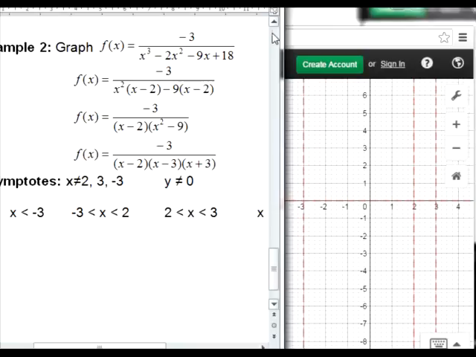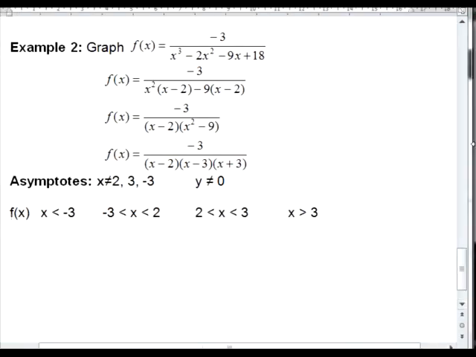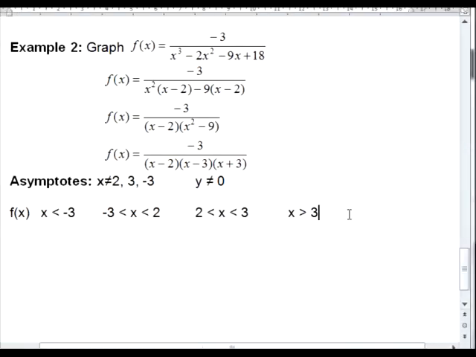All right, let's go back to my full screen here, and hopefully we can finish this up. Okay, so under the f(x) column, Cassie, can you tell me what I'm going to write? Okay, good. You're going to write everything here in factored form. So negative 3 goes there. x minus 2 goes there. x minus 3 goes there. x plus 3 goes there.